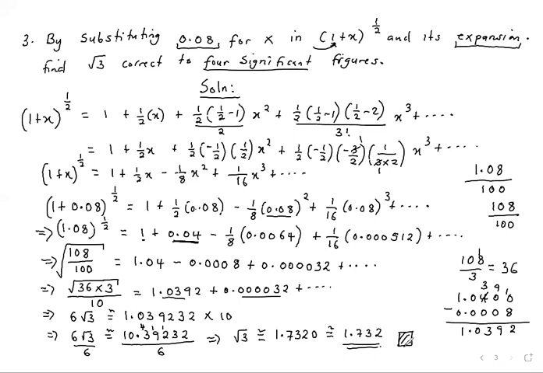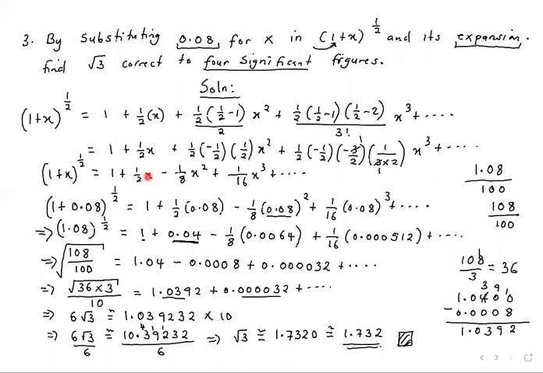So we've done the normal expansion, 1 plus x to the power half, giving us that expansion here, which is 1 plus half x minus 1 over 8 x squared plus 1 over 16 x cubed. And where there is x, we take 0.08. So where there is x here, we put 0.08. So it becomes 1 plus 0.08, giving us 1.08 to the power half.